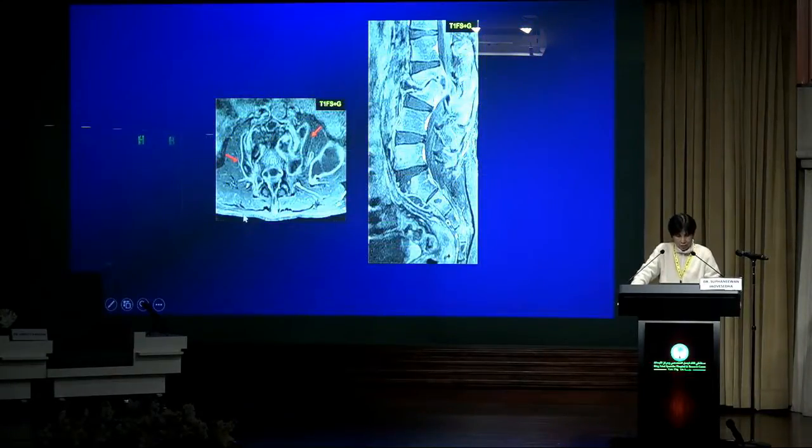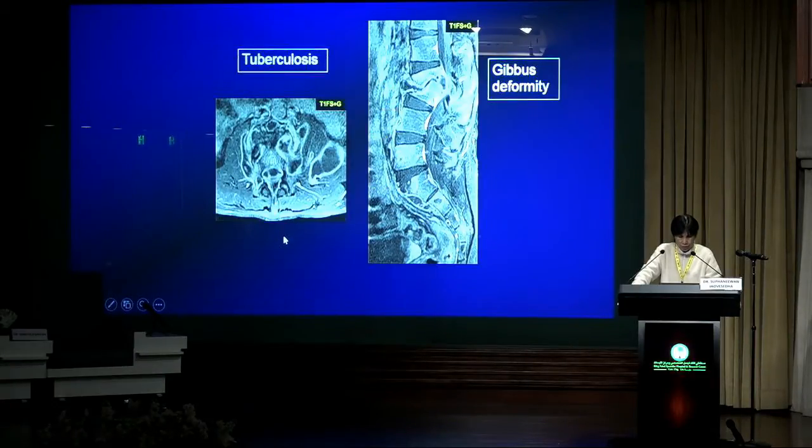In this case, you can see well-defined paraspinal signal, thin wall abscess, intraosseous abscess, and normal findings around the facet joint. In the sagittal plane, you can see multiple bodies involvement causing gibbous deformity and a long segment of subligamentous spreading. No doubt that this is tuberculosis.